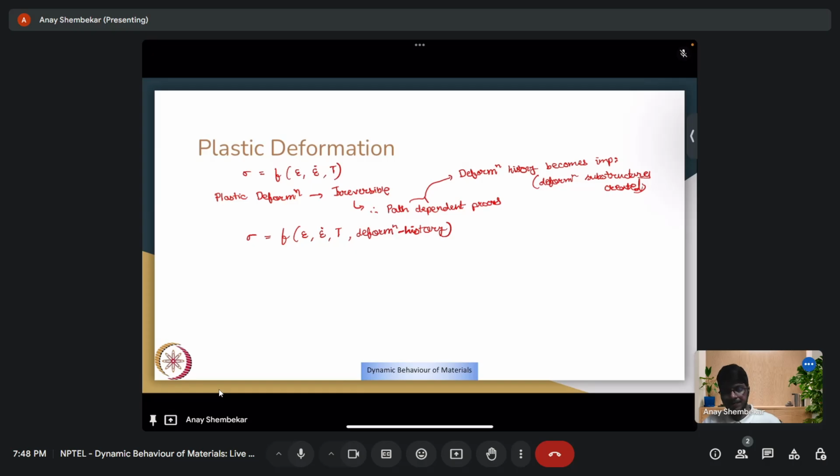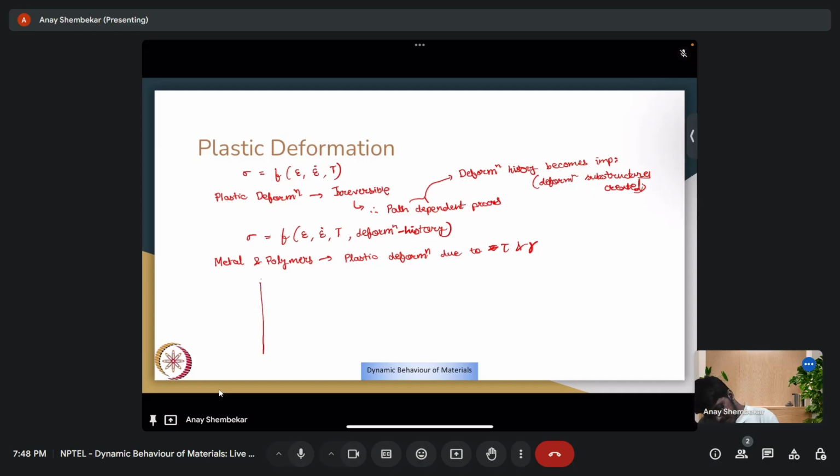So another point is that in metals and polymers, plastic deformation occurs due to shear stress and shear strain. We have already seen the deformation mechanisms involved, slip being a primary one.